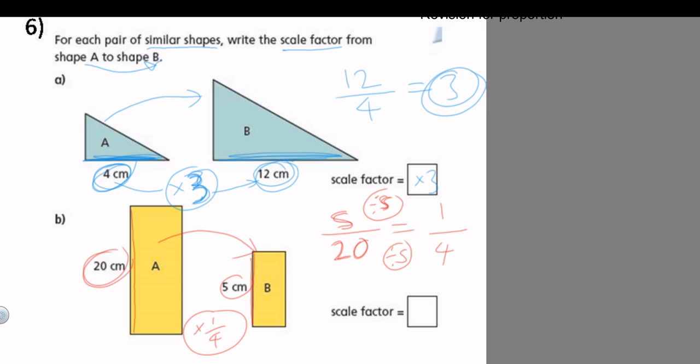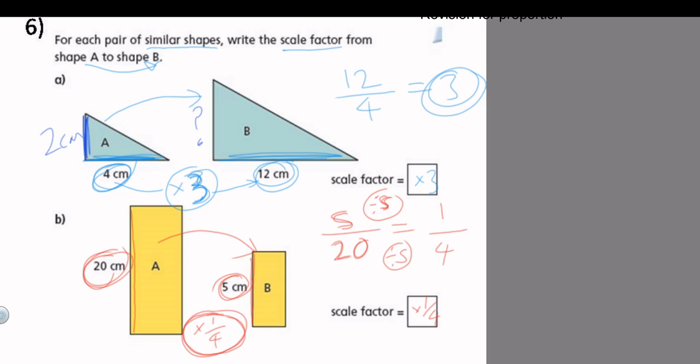So you can check: 20 times the quarter, or a quarter of 20, gives you the 5. Scale factor is a quarter. Now let's suppose, I'm just going to change the question slightly. Let's suppose, going back to question A, this side over here happens to be, I'm just making this up, let's say it's 2 centimeters. And I want to work out the missing side.